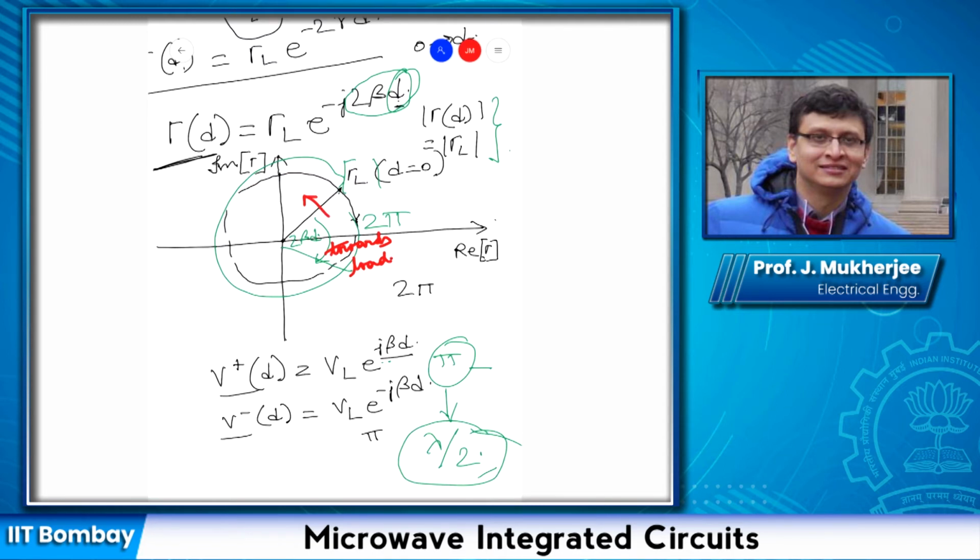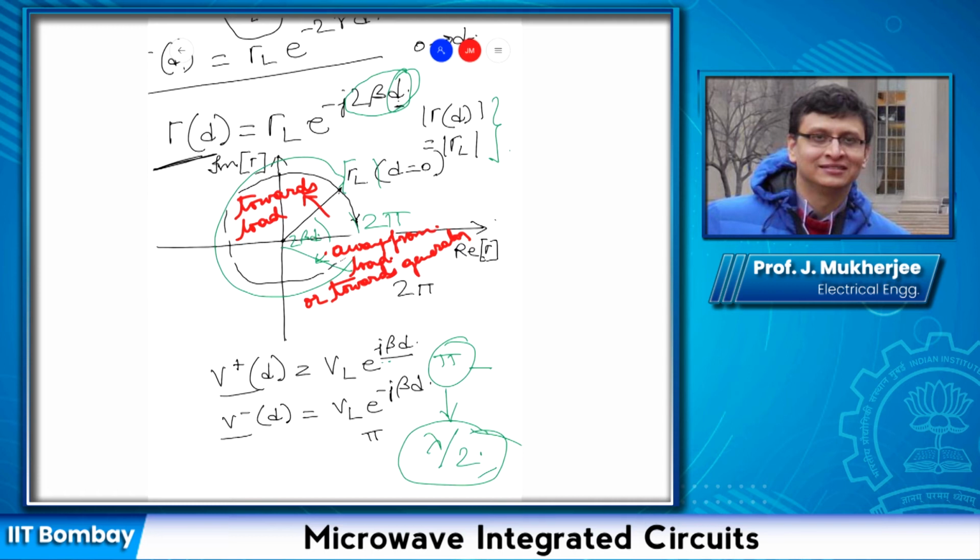Going towards the load, this will be away from load, or towards generator, and going towards the load is like traversing anti-clockwise along this circle by a phase of 2 beta D. So I can say this is towards load. Okay. Now this is very important.